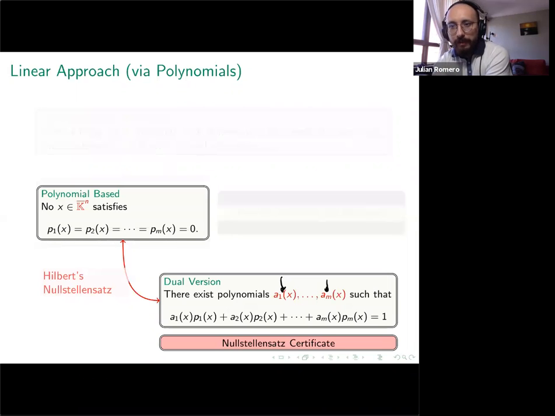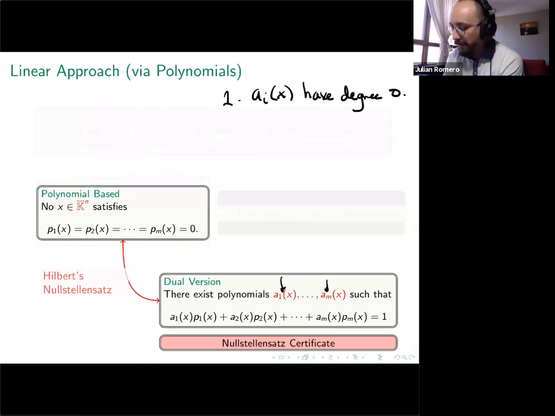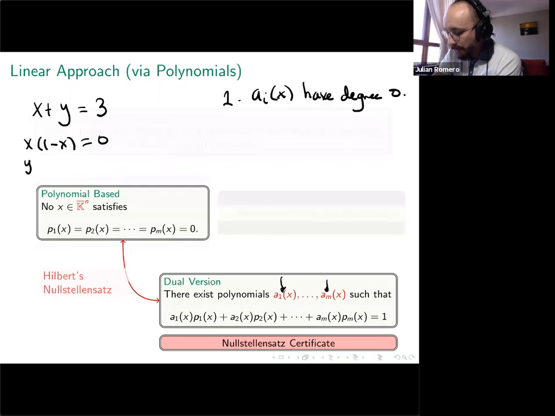And then I'm going to start with a very simple guess. I'm going to say, okay, first, let me verify if the a_i, let's suppose that all of them have degree 0. So instead of being polynomials, they are constants. So let's say I have the following system of polynomial equations. I'm going to make this one up out of the blue. Let's say I have x(1 minus x) equals 0, and y(1 minus y) equals 0.